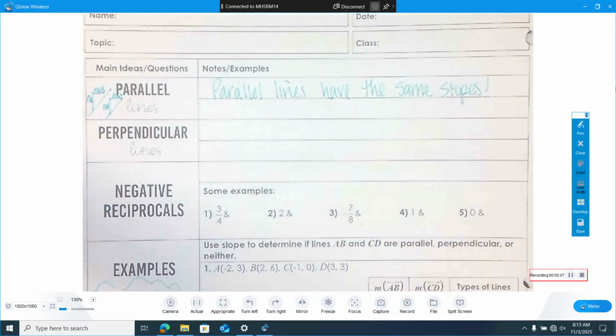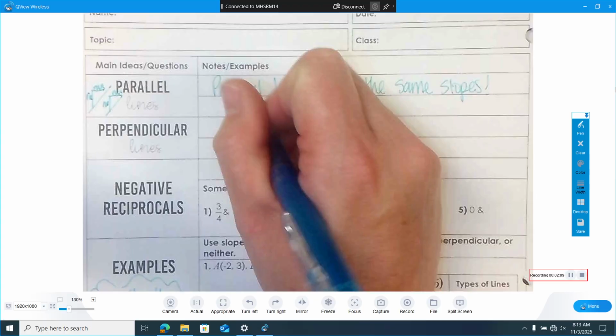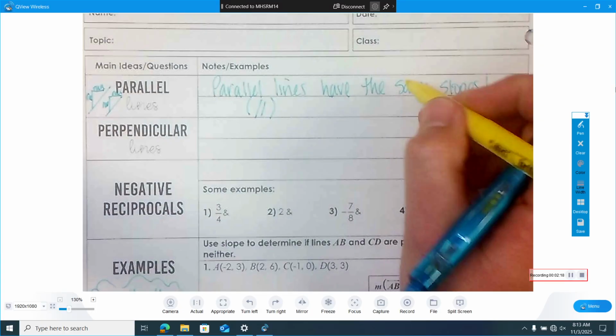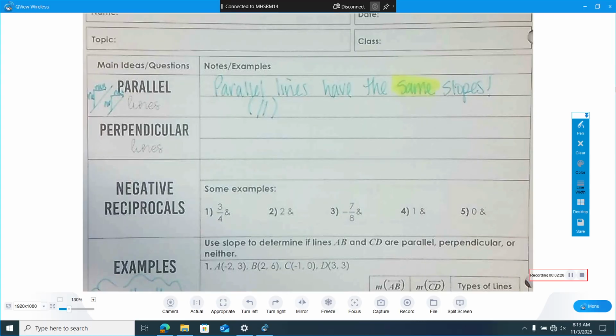Very important. So parallel lines, and again, we have our nice little symbol for parallel, the two little double slanty lines there. They must have the same slope, and that's very, very nice. If their slopes match, then we know we have parallel lines. Okay.